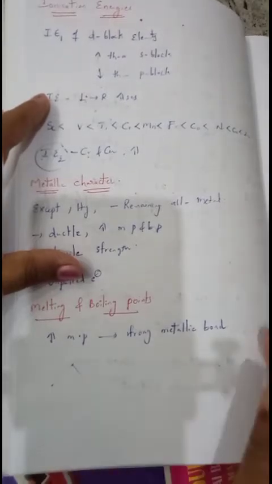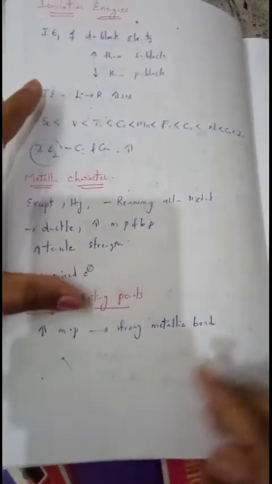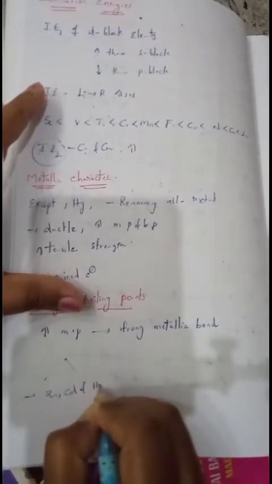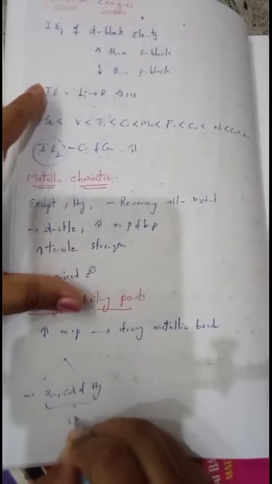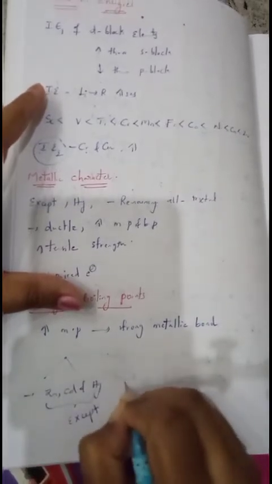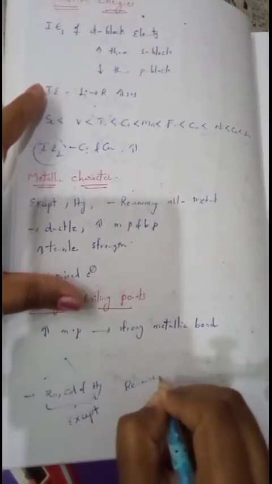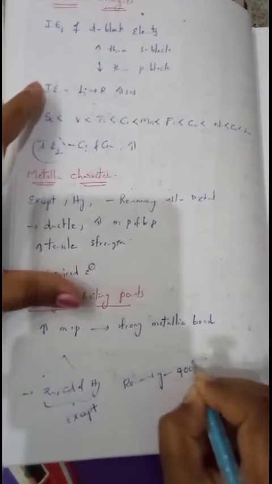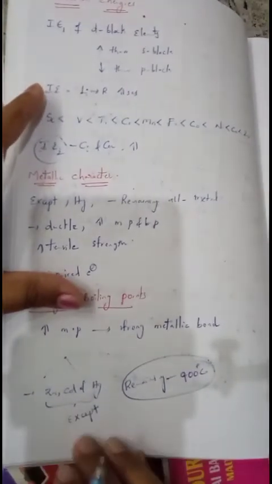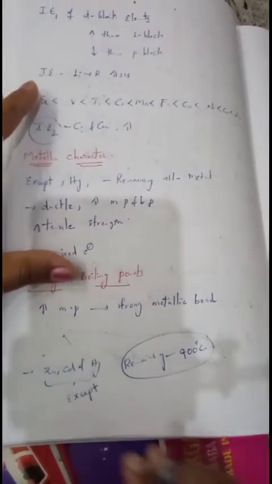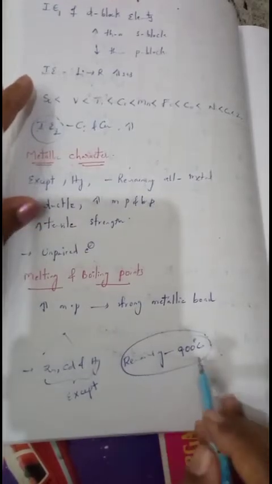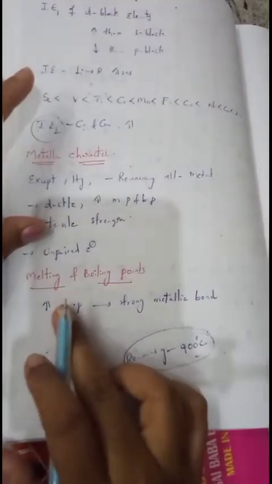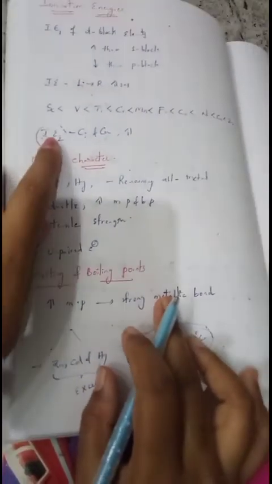The melting points of most of the transition elements, except zinc, cadmium and mercury, are high. Except these, the remaining all have the highest melting point as 900 degrees Celsius. So that is about the melting and boiling points of the 3D series elements.